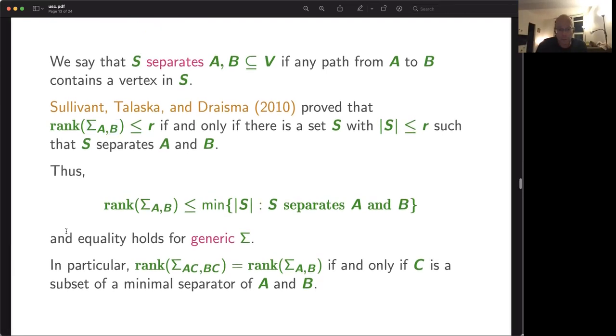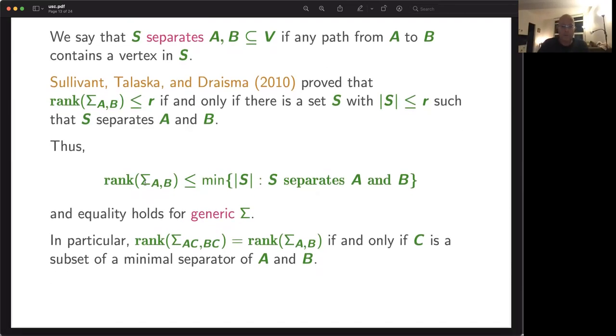Okay, in other words, the rank of a submatrix is at most the size of the smallest separator. Okay, and here importantly, equality holds for almost all covariance matrices. Okay, so generic means that there is a dense and open set. So it's much more than just a dense subset. It's a dense open set. So there are really very few exceptional matrices when equality doesn't hold.